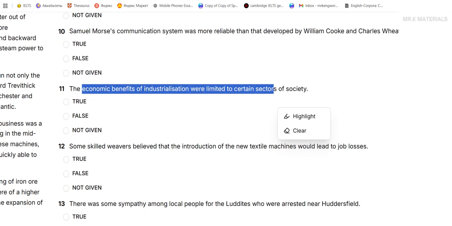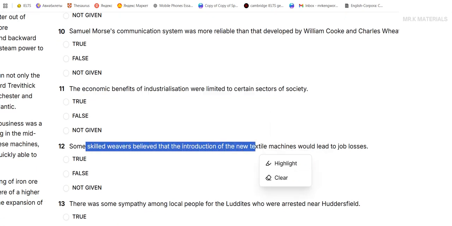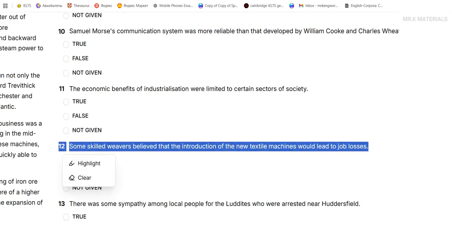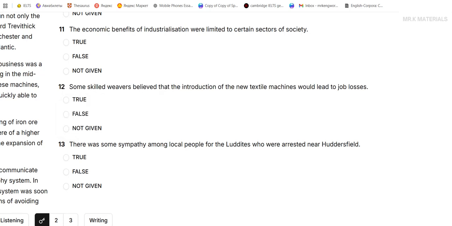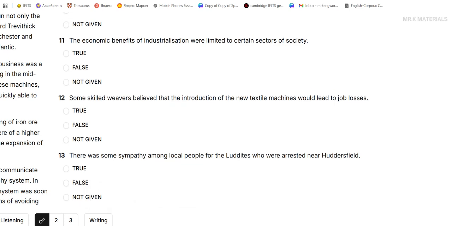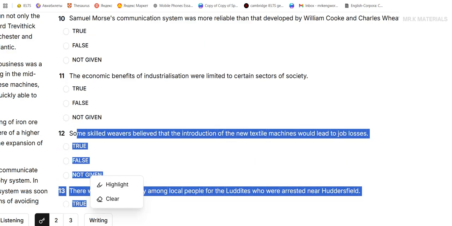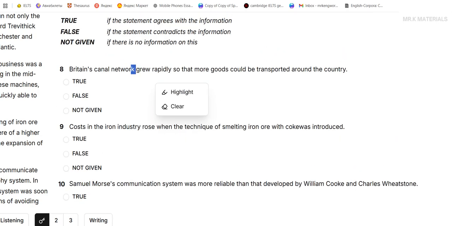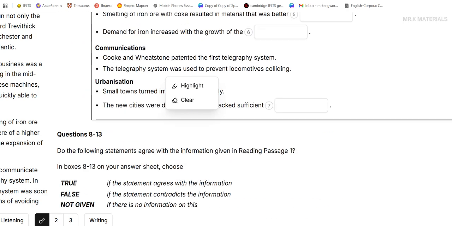Okay, next thing I have here: some skilled weavers would lead to job loss. So it's about people, about losing jobs, about employees, about the workplace. Okay. Then I have sympathy among local people for looters or arrests. So it's about arrests, about people showing sympathy, so about people's opinion. So I guess starting from 12, it's simply about people and employees. This is about economy, this is about communication, it's about the iron industry, that's about changes in the canal network.